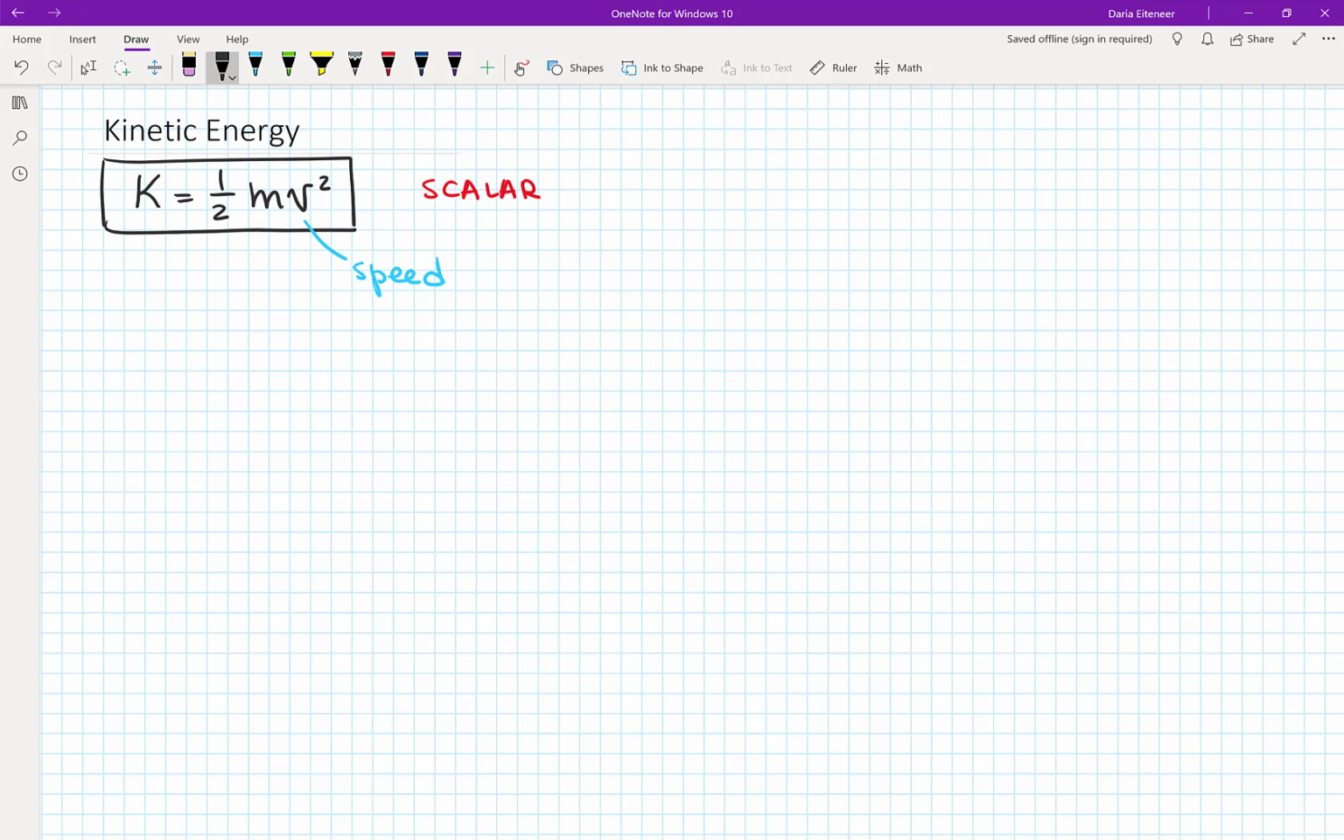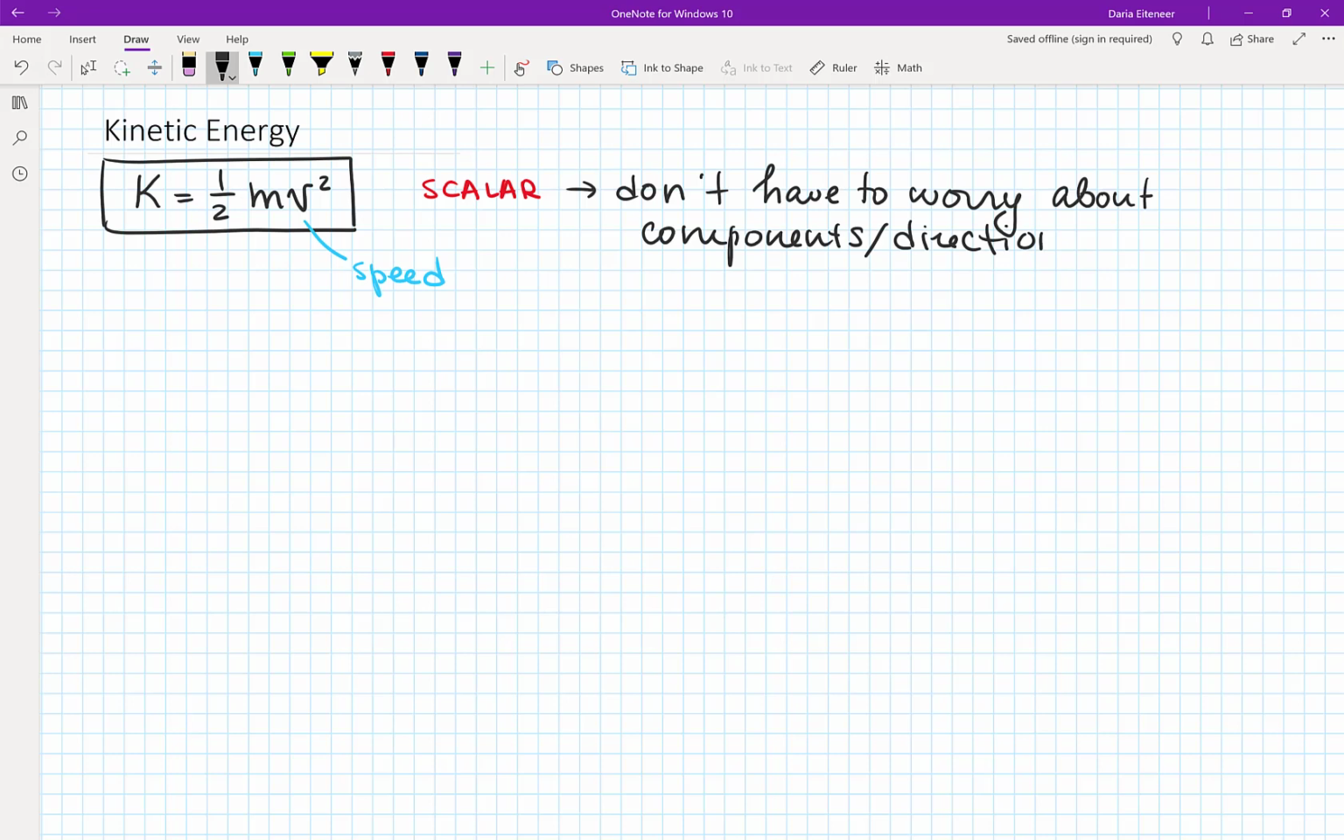So again, we'll talk more about scalars and energies in the next set of lecture notes. But for now, let's just say that what this amounts to is that you don't have to worry about components, or direction, for that matter. Okay, so just for the time being, as applied to collisions, just think of this as plugging in speed.